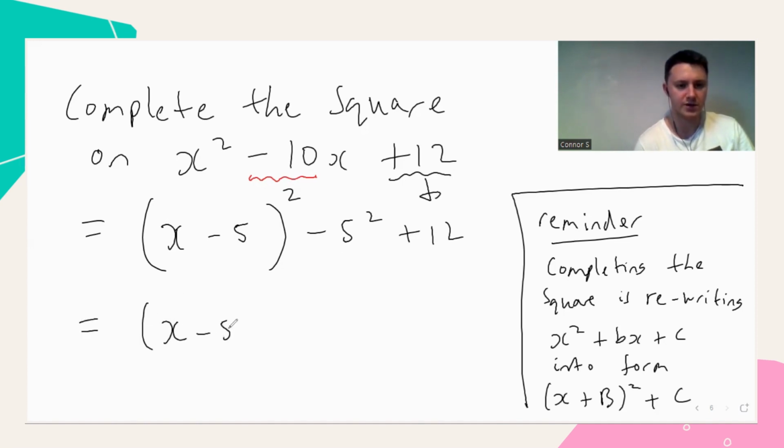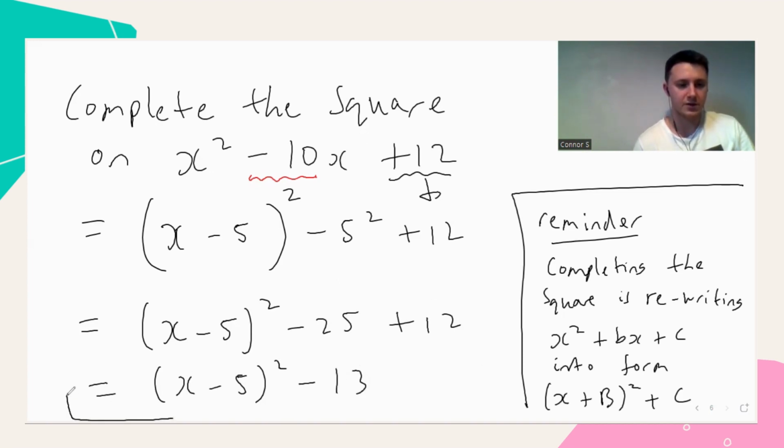So then we're going to get x minus 5 all squared. Now minus 5 squared, that's going to be minus 25. And then plus 12 at the end. So that leaves us with x minus 5 all squared, and then minus 25 plus 12 will give us minus 13. So that's our final answer. That's how we can complete the square with this quadratic there.